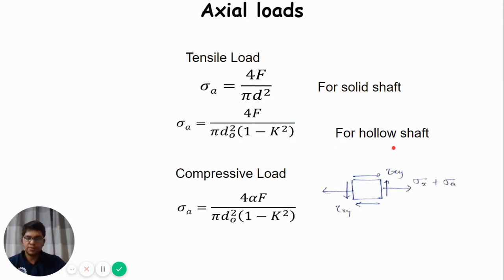Suppose it is a hollow shaft, then it will be equal to 4F divided by pi do square into 1 minus k square, where do represents the outer diameter and k represents the ratio of inner diameter to outer diameter. And this is an equation which we can use when the loads are tensile in nature.